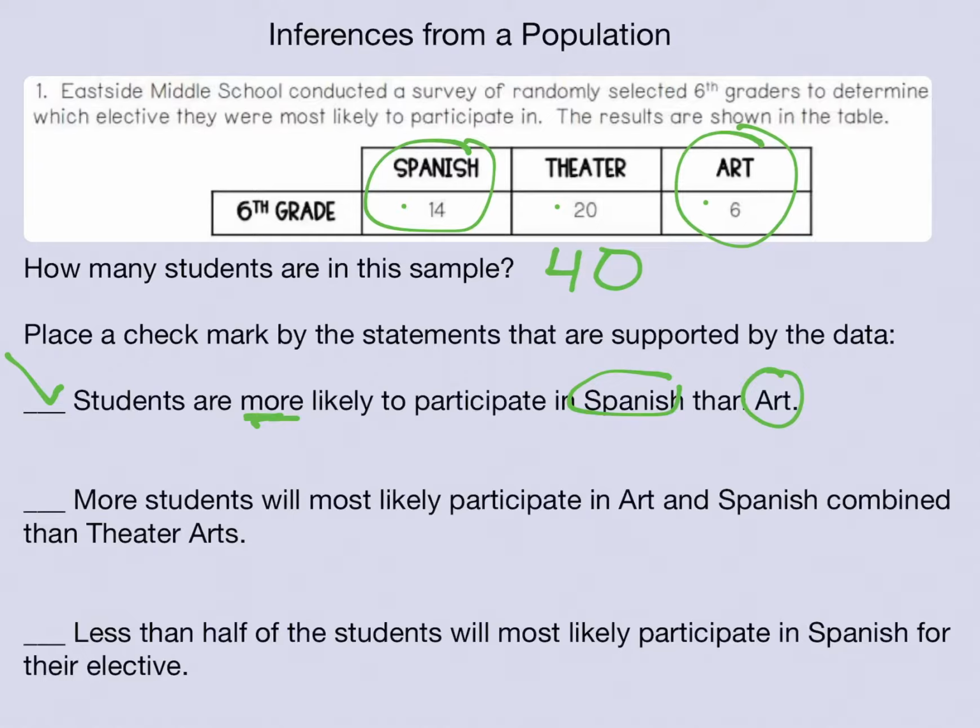And yes, my check marks do look backwards, and that's because I'm left-handed. So shout out to all the lefties out there. Now for our next statement.